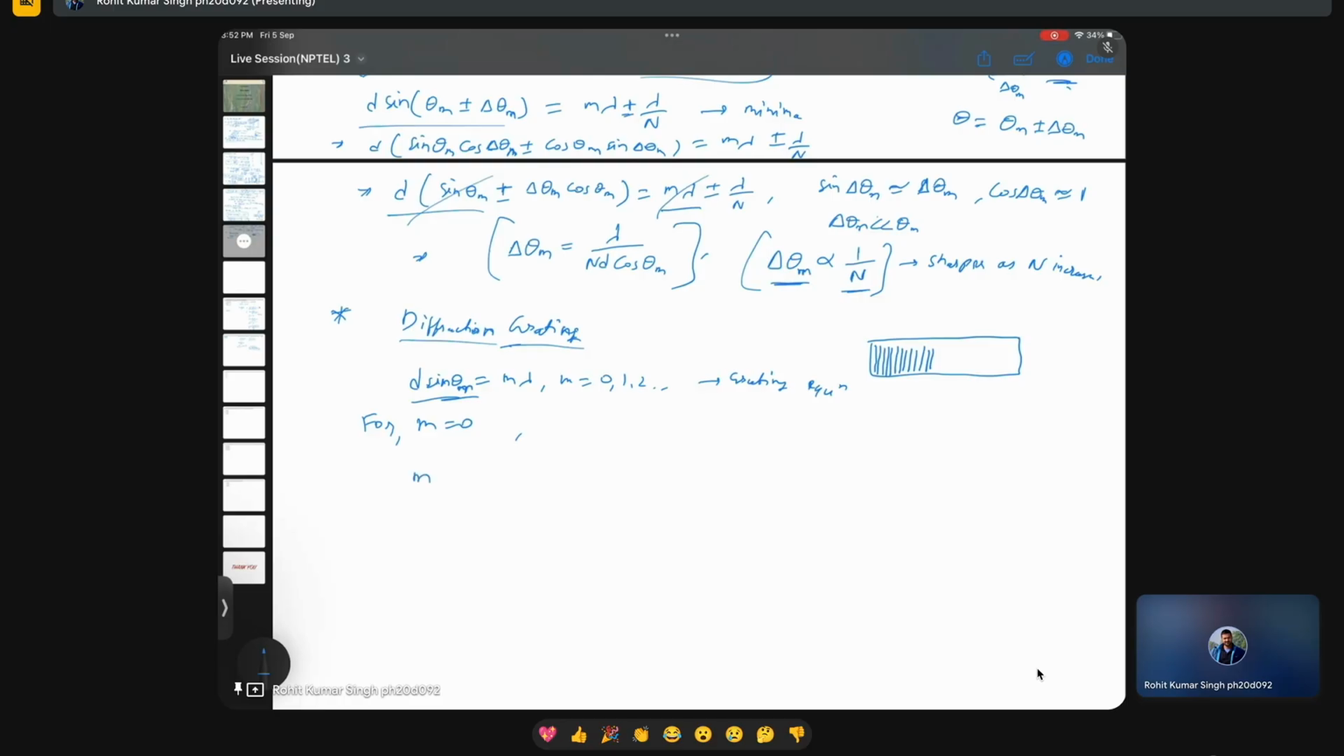But for m not equal to 0, θ will be different for different λ, for different wavelengths. So if you shine white light, because white light has all of the wavelengths of the spectrum, and all of them will have a different θ, your white light will be separated into all the different wavelengths that constitute the white light. So it will act as a prism.